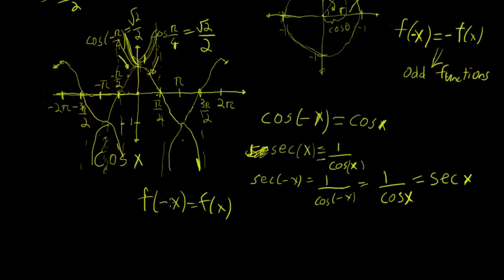The function evaluated at the opposite of a number is equivalent to the function evaluated at that number, or f of negative x is equivalent to f of x. And we call these types of functions even functions. And here, the two examples I've shown are cosine of x is an even function, so is secant of x. Okay.